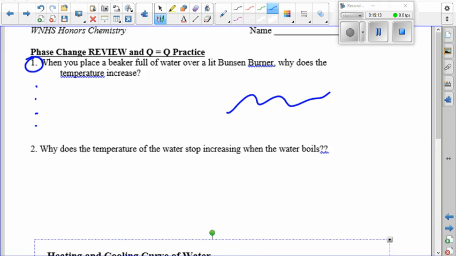The next one is, why does the temperature of the water stop increasing once the water boils? So water always boils at what temperature? 100 degrees. And it'll just stay at 100 degrees no matter how long it's on that flame, right? Why is that? So that's something we talked about previously last week. So you might have to go back into your notes for that.